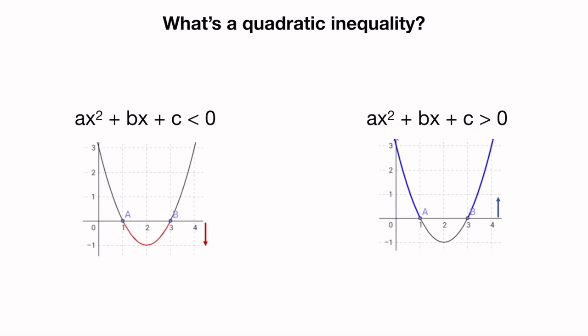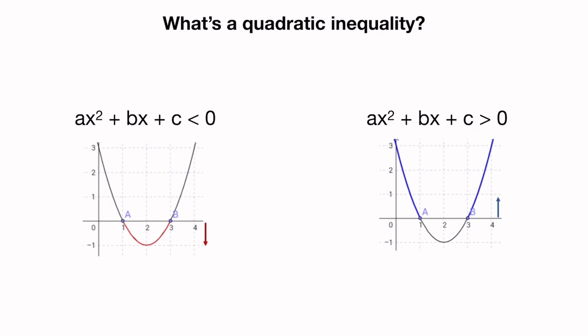So you could get quadratic inequalities in your GCSE maths paper. These can be quite tough, but there's a very easy trick to knowing how to solve these. So we've got first ax squared plus bx plus c is less than 0. What that means is we'll just look at the part of the quadratic graph that's below the x-axis. So that's below y equals 0.